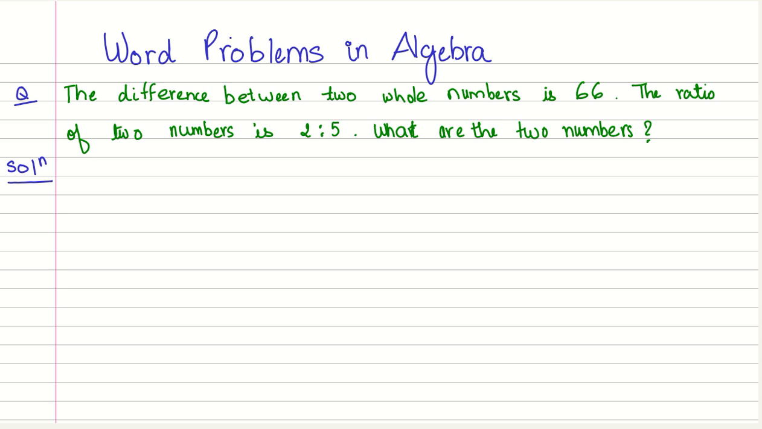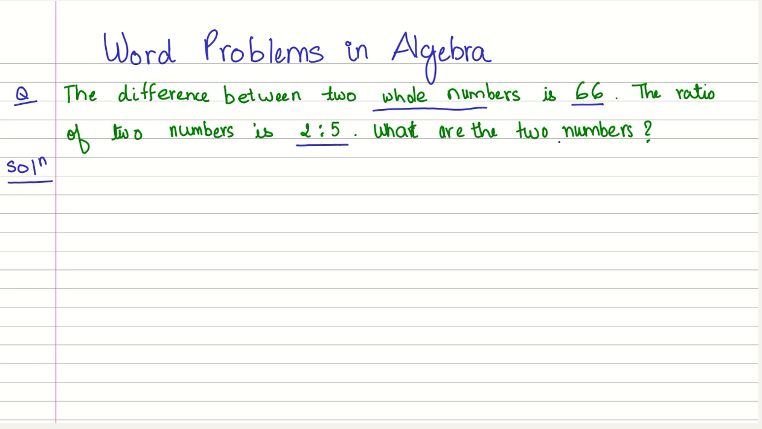Okay, so let us look at another interesting word problem involving algebra. Now, the problem statement is: the difference between two whole numbers is 66. The ratio of the two numbers is 2:5. What are the two numbers?